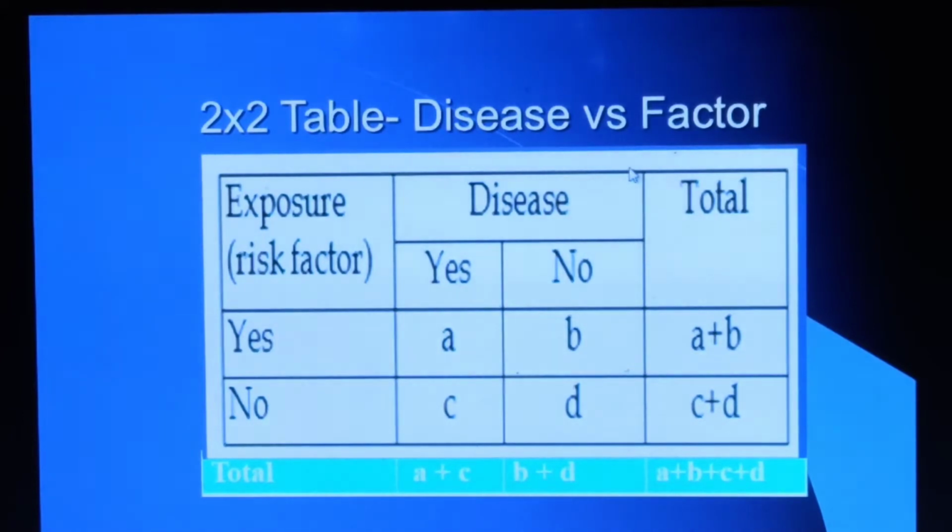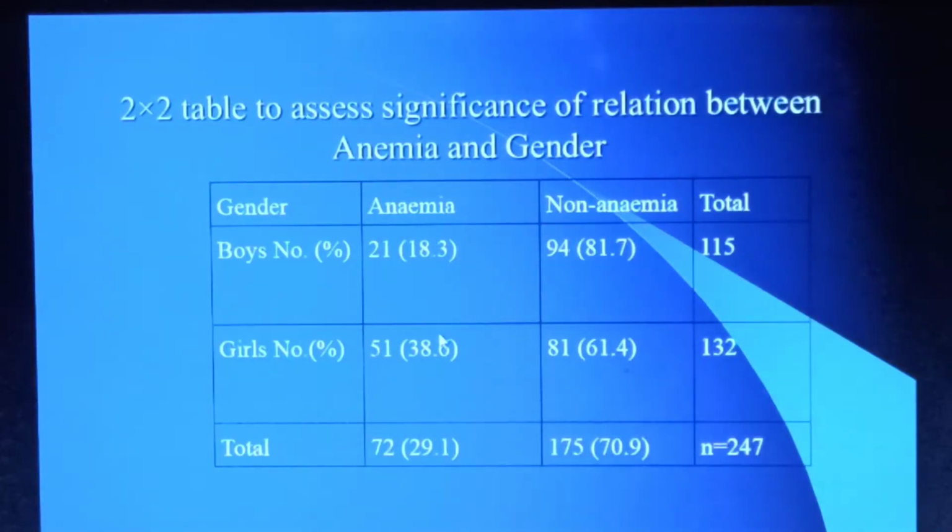If the two-way table contains only 2 rows and 2 columns, this is called a 2 by 2 table, like disease presence and absence, and factor present and absent. An example of a 2 by 2 table is to assess the significance of the relationship between anemia and gender in a rural population. So here you have gender, boys and girls, and anemia and non-anemia.